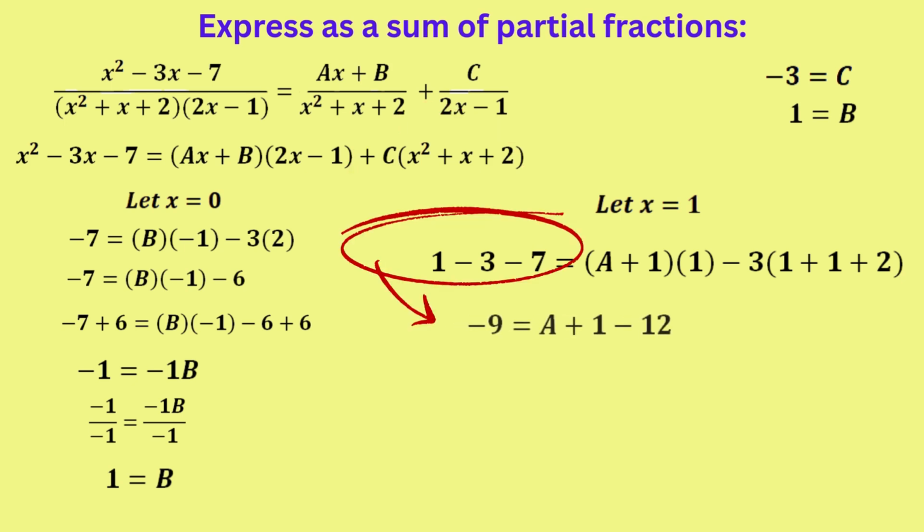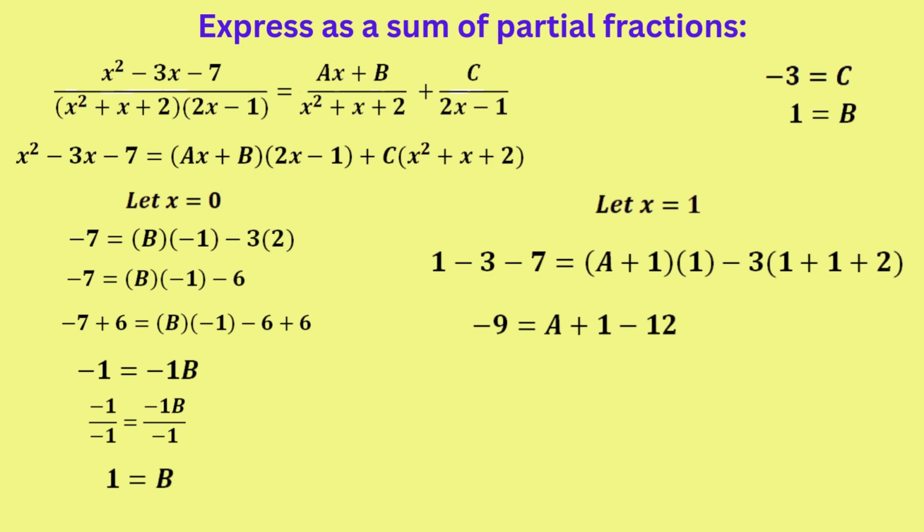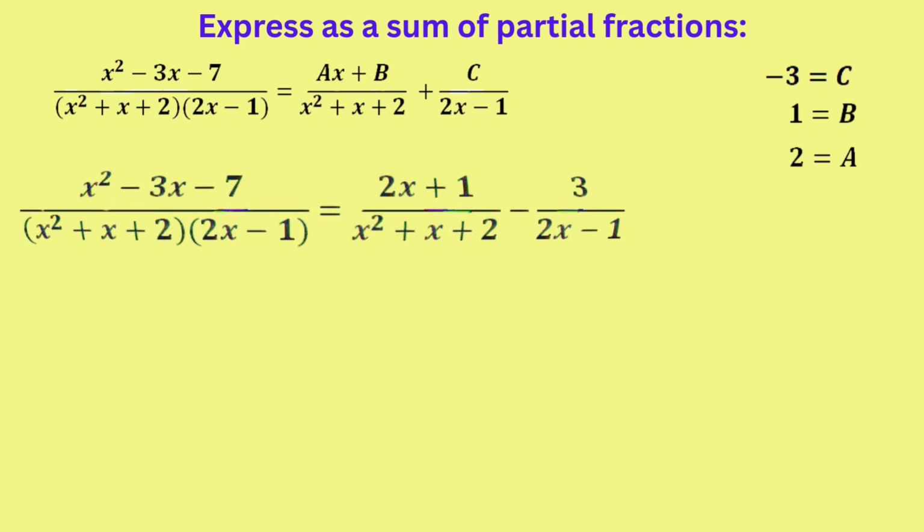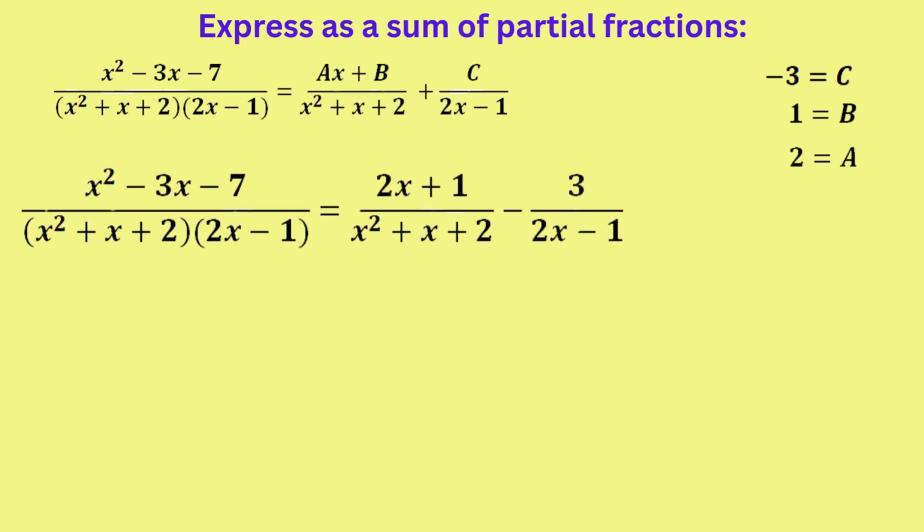The left-hand side will simplify to minus 9, while on the right, we'll now have a plus 1 and minus 3 times 4, which is negative 12. Group all the constants on the left, and we get a equals 2. To get our final solution, we replace a, b, and c with 2, 1, and minus 3, respectively.